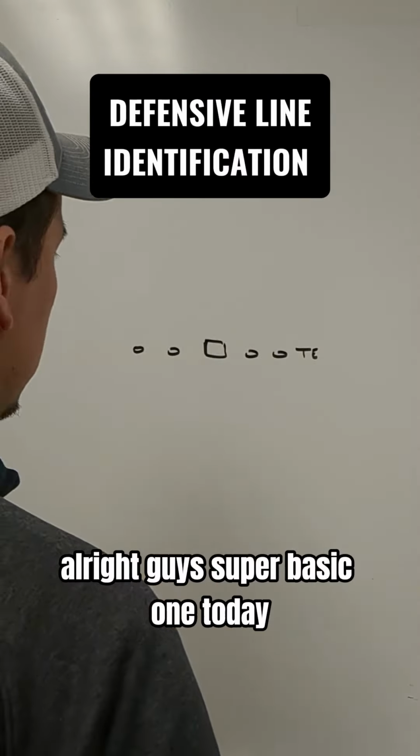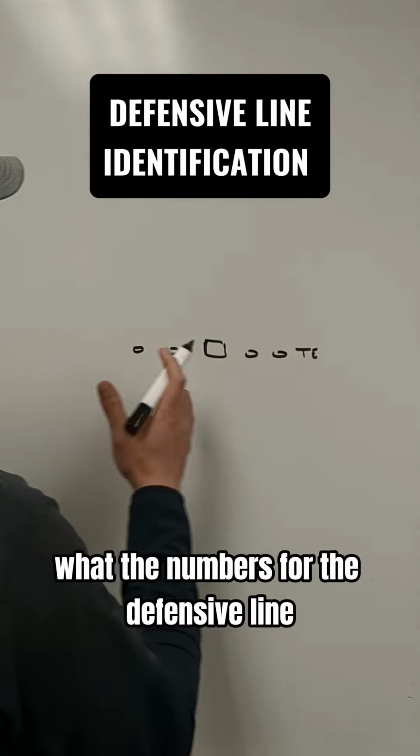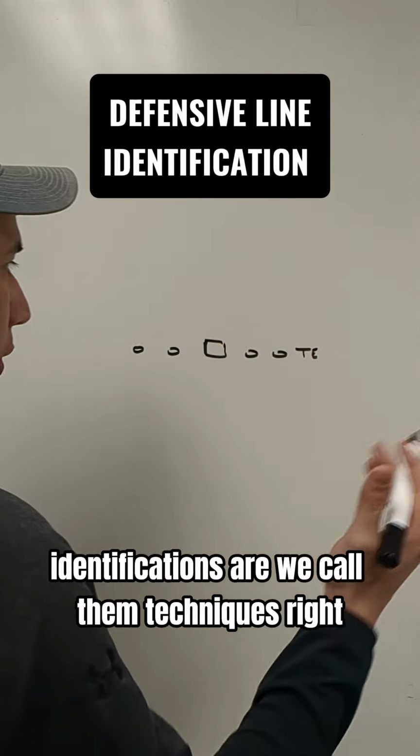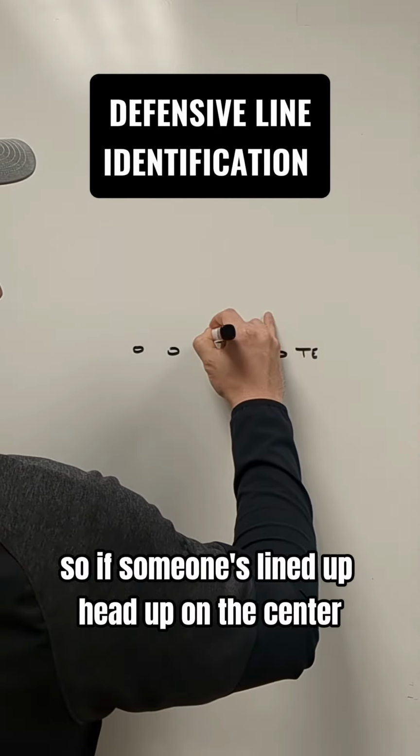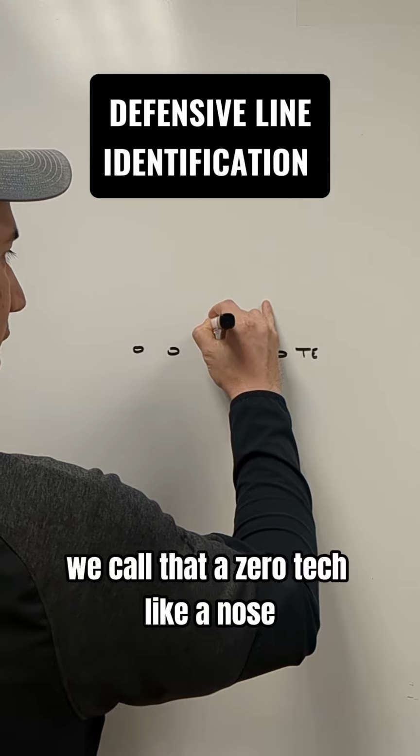All right, guys, super basic one today. A few young quarterbacks out there. It's worth learning what the numbers for the defensive line identifications are. We call them techniques, right? So if someone's lined up head up on the center, we call that a zero tech, like a nose.